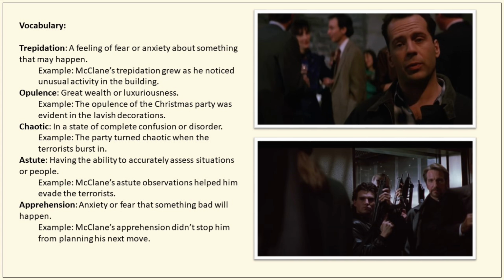Chaotic. It means in a state of complete confusion or disorder. The party turned chaotic when the terrorists burst in. Astute. It means having the ability to accurately assess situations or people. McClane's astute observations helped him evade the terrorists. Apprehension. It means anxiety or fear that something bad will happen. McClane's apprehension didn't stop him from planning his next move.